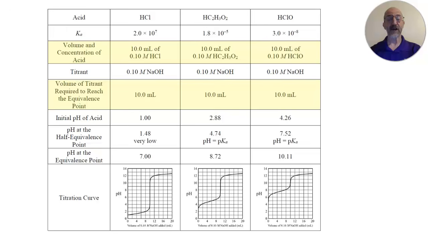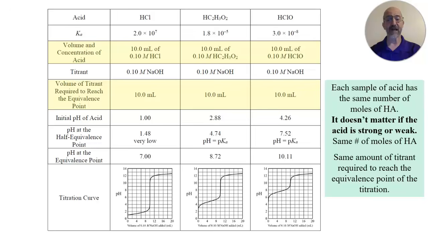I see that each of these 3 samples of acid has the same volume and the same concentration, so they would require the same amount of titrant to reach the equivalence point. So as I had mentioned when I was explaining question 8 in this packet, if each sample of acid has the same number of moles of the acid, it doesn't matter if the acid is strong or weak. Same number of moles of acid, same amount of titrant required to reach the equivalence point in the titration.